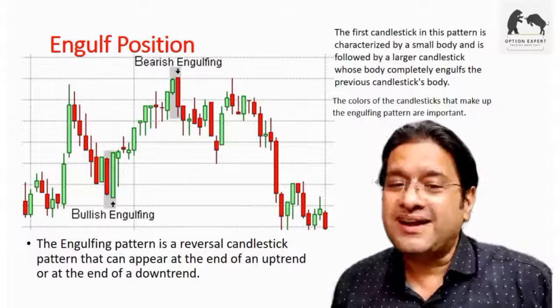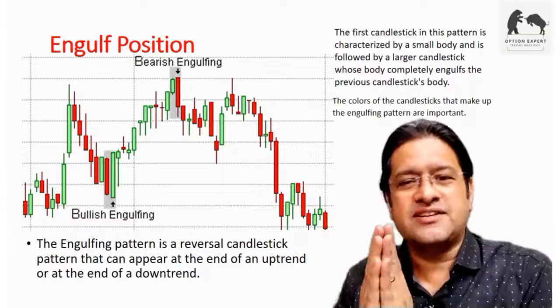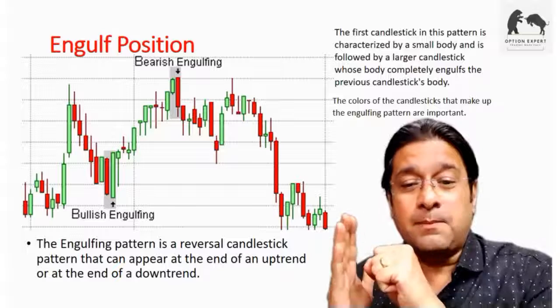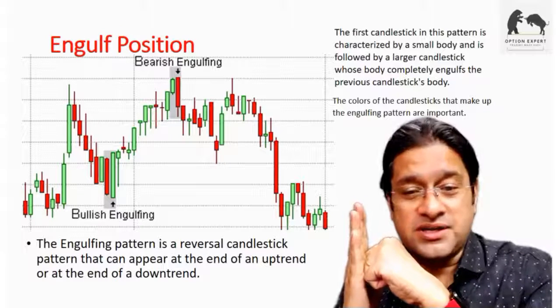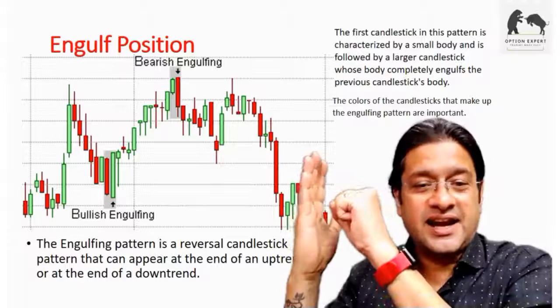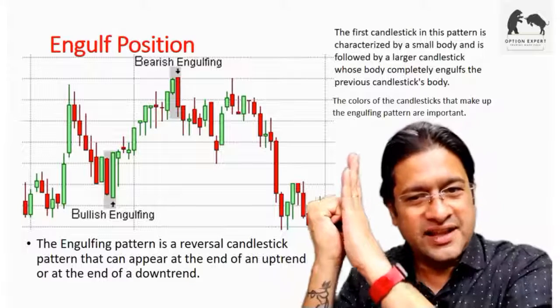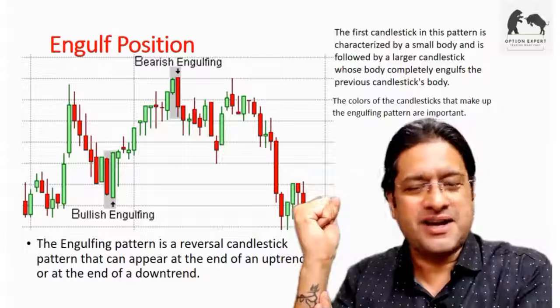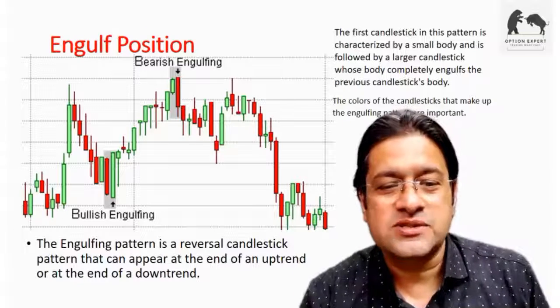What do I mean by color? If there is first a red candle which is smaller, but the follow-up is a large green candle at the bottom, it is bullish. Similarly, if there is a green candle at the top and then the follow-up is a bearish candle, then there will be a slide in the market. This is how exactly it looks.